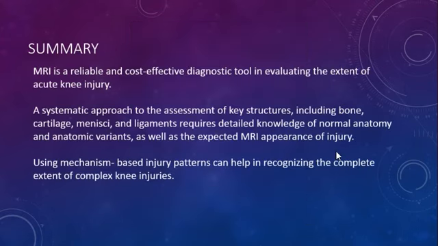So in summary, first, we need to know that MRI is a reliable and cost-effective diagnostic tool in evaluating the extent of the acute knee injury. A systematic approach to the assessment of the key structures of the knee, including bone, cartilage, menisci, and ligaments, requires detailed knowledge of the normal anatomy and anatomic variants, as well as the expected MRI appearance of the injury. Using mechanism-based injury patterns can help in recognizing the complete extent of complex knee injuries.